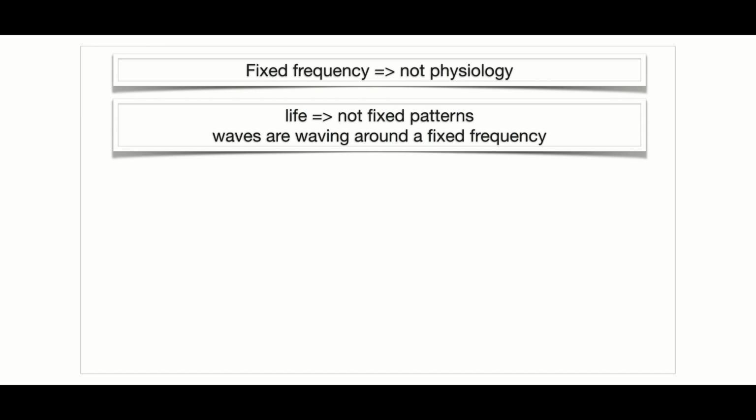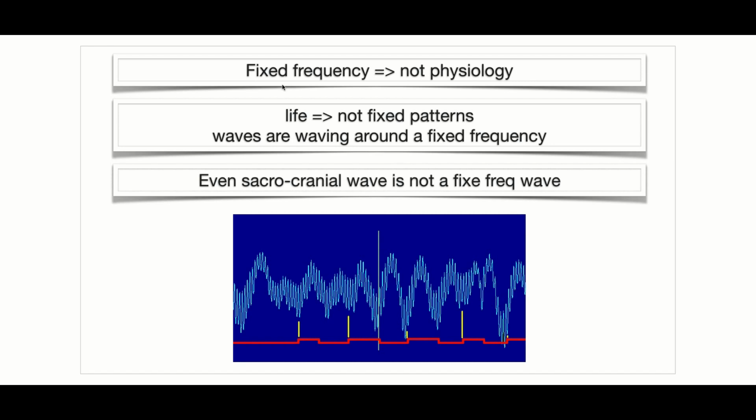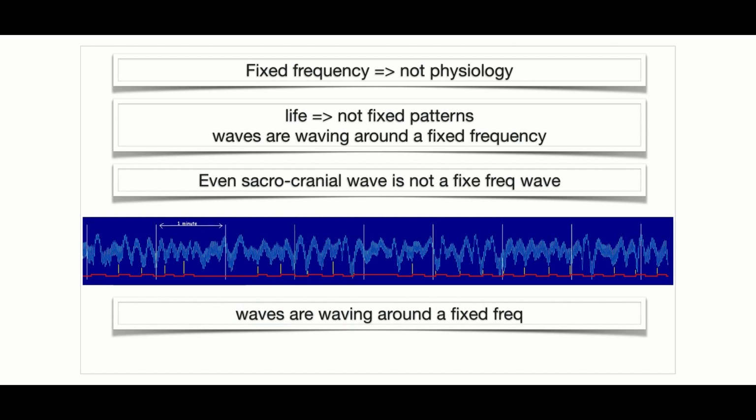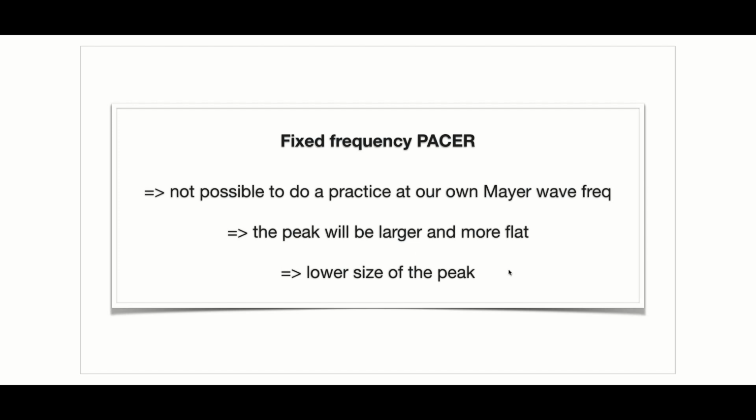But if you don't use this pacer to get this fixed frequency, the problem is that you will get a peak which will be larger, because you're turning around a fixed frequency and not exactly at a fixed frequency. But if your peak is larger, it will also be less high, because it will be reduced in size. So it'll be more bell-shaped. And even the craniosacral wave, this is a record of a sacrocranial wave, is not fixed, it's moving all the time, but the average is turning around a fixed frequency.